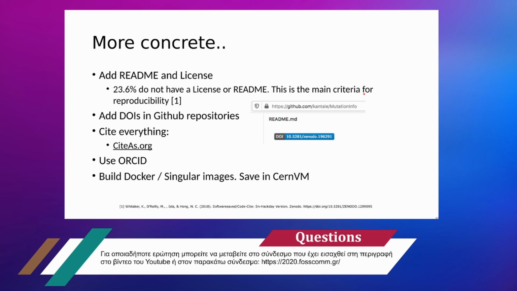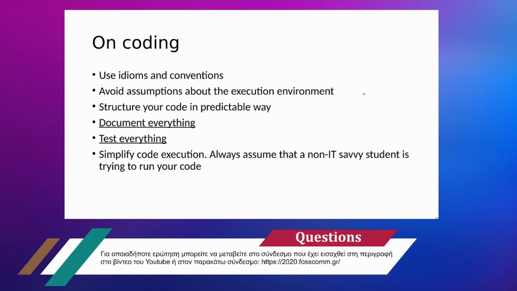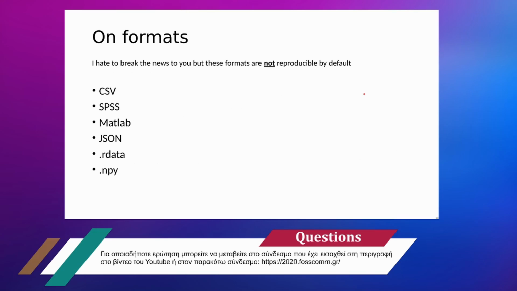Also use ORCID. It's a unique identifier for researchers. It can help you connect software, data, tools, papers, authors, all this together. It's your unique public ID. And of course, build Docker and Singularity images. Okay, this is about coding, but I don't want to talk about coding because all of you are really good coders, and you already know that.